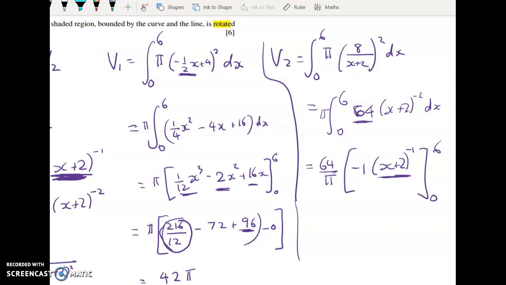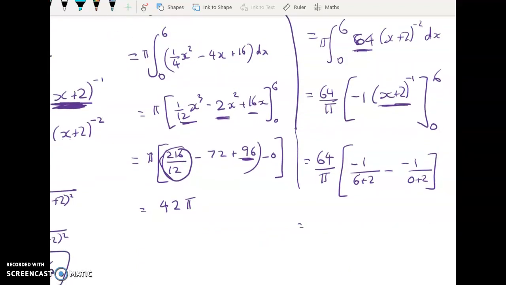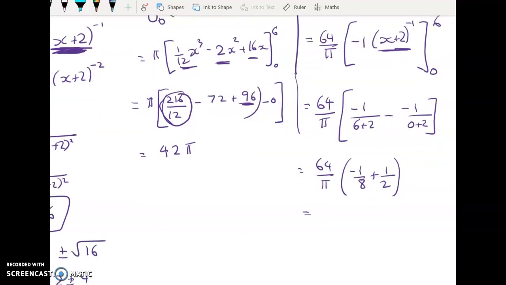If you're watching this, hopefully by now, that last thing I said makes lots of sense. So we get 64 pi times negative 1 over 6 plus 2 minus negative 1 over 0 plus 2. That gives me 64 pi times negative 1/8 plus 1/2, which is, something's going weird. Let's see, 1/2 minus 1/8. So 64 pi times 3/8. Yep, that's right. Okay, so that gives me 24 pi.